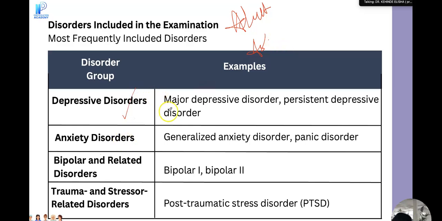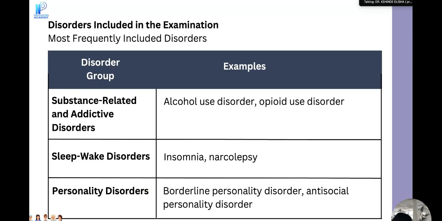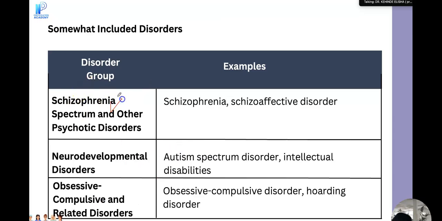So this depressive disorder, anxiety disorder, bipolar related disorders, trauma and stressor related disorders, substance related and addictive disorders, sleep-wake disorders, personality disorders, schizophrenia, and this one says somewhat. Schizophrenia, another psychotic disorder. We're still going to hold on to schizophrenia. Neurodevelopmental disorder, autism will be on your test for sure. ADHD and ADD will be on the test.